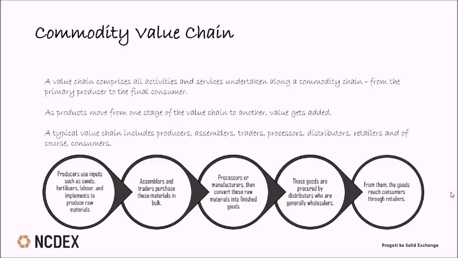Let's take a look at this illustration. Producers use inputs such as seeds, fertilizers, labor, and implements to produce raw materials. Assemblers and traders purchase these materials in bulk quantity. Processors or manufacturers then convert these raw materials into finished goods. These goods are then procured by distributors, who are generally wholesalers. From there on, the goods reach consumers through the retail channel.